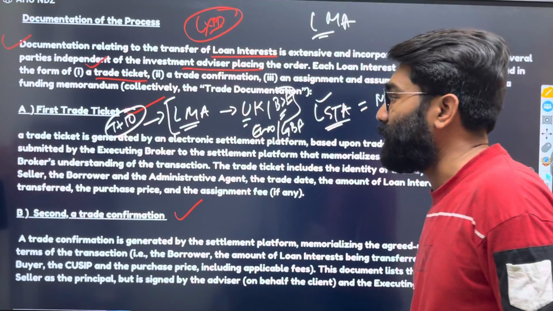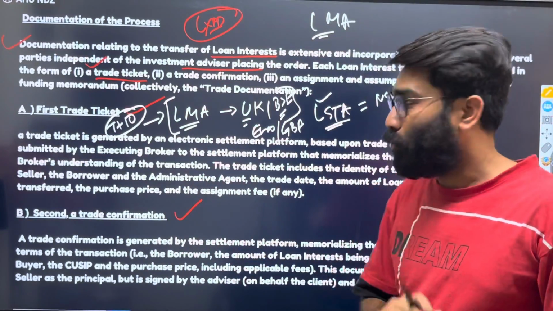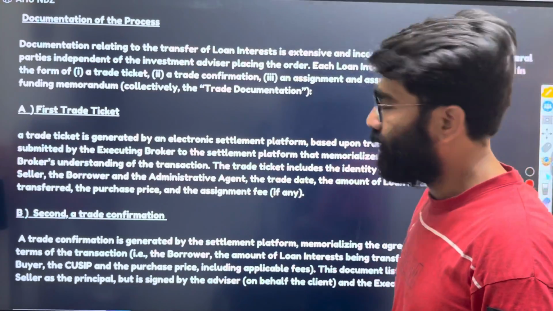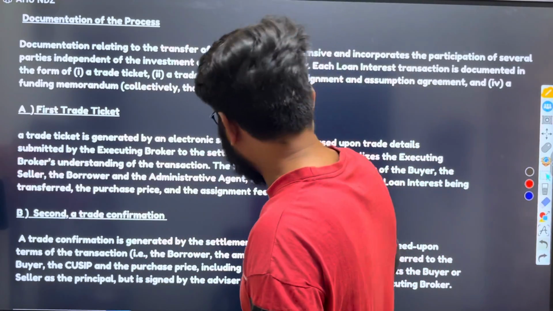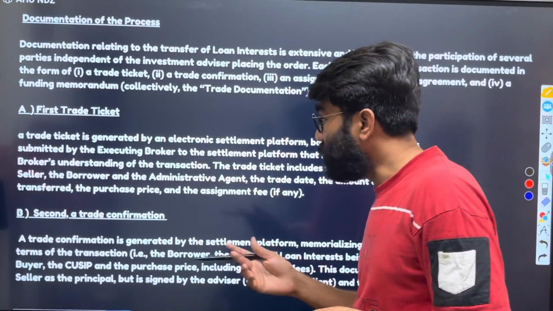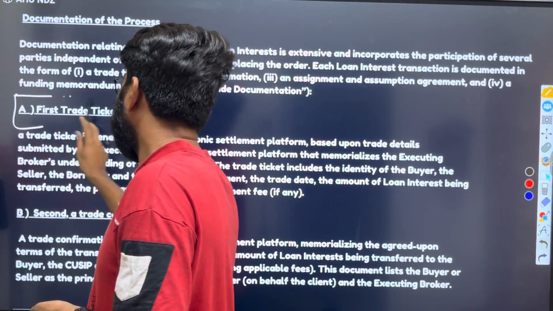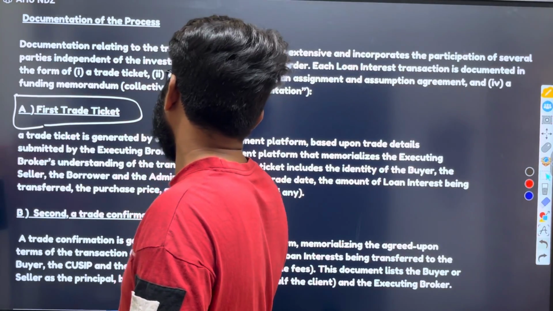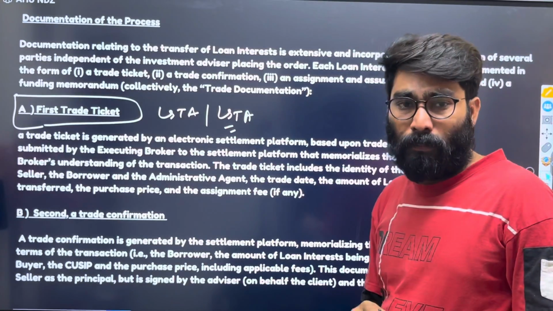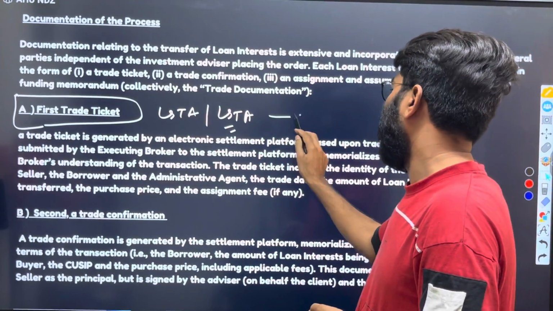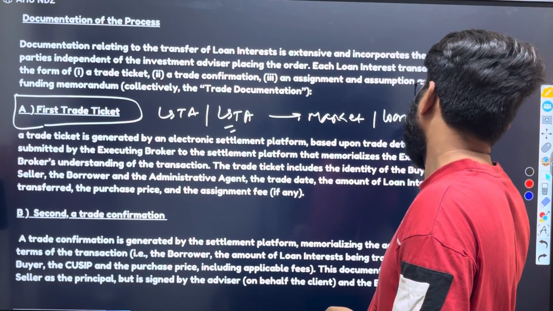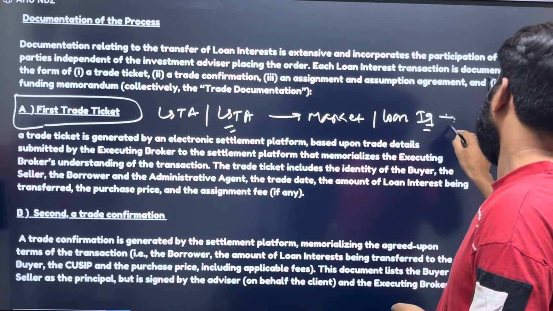It's very important to understand the importance of documents also. I hope now you have an idea of the different markets that come into the picture. When you send any request for trading, such as buying and selling of loans, the LMA and LSTA markets automatically provide an order ID, and then the market, a famous platform, and Loan IQ create the trade ticket.